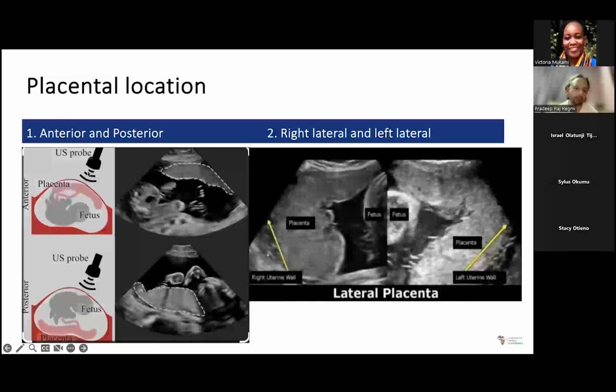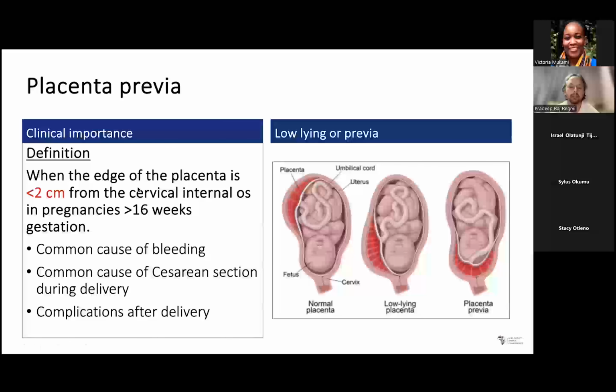We usually keep the probe on the maternal abdomen, and if the placenta is close to the probe, it is called anterior, and if it is further away from the probe, on the other side across the fetus, we call it posterior placentation. Sometimes it is not clearly anterior or posterior; it can be on the lateral wall of the uterus, either right lateral or left lateral. So we usually also state the placental location in relation to the cervix, just like fetal presentation. And if it is less than 2 centimeters from the cervical opening, then we call it placenta previa.